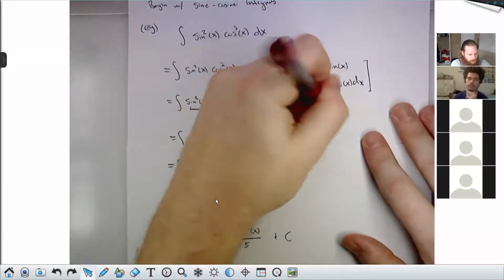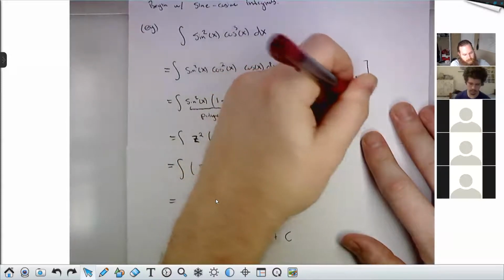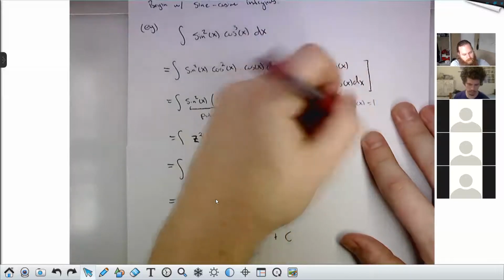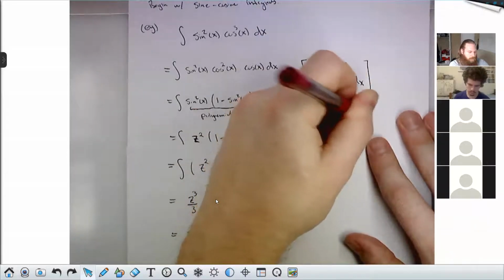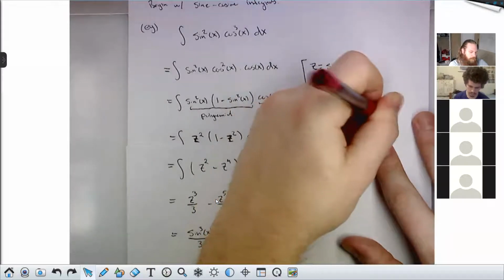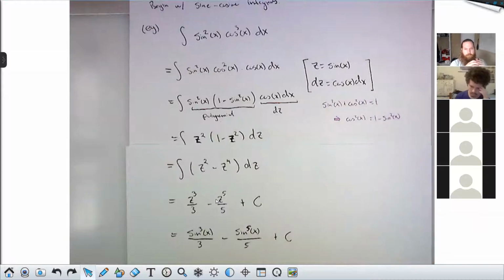So since sine squared x plus cos squared x equals 1, we can deduce that cos squared x is 1 minus sine squared x. And that's exactly what we used here.